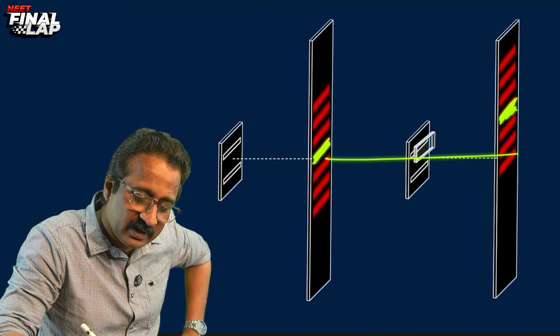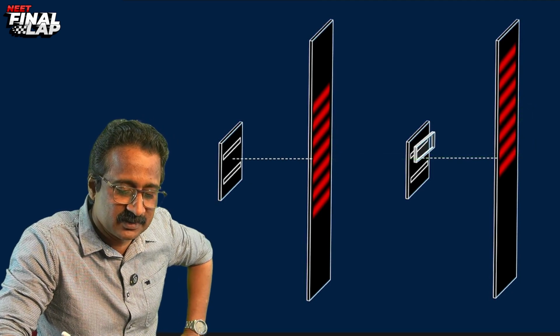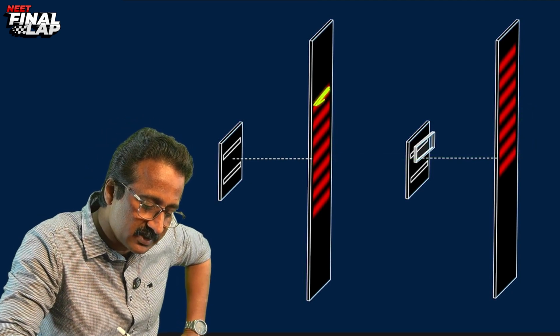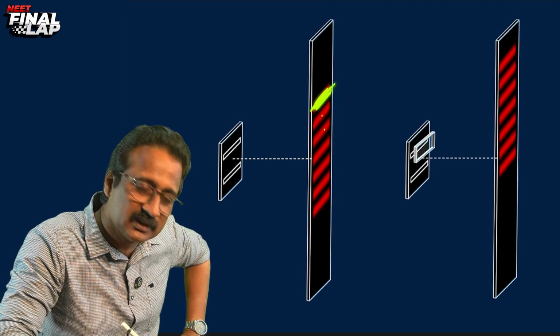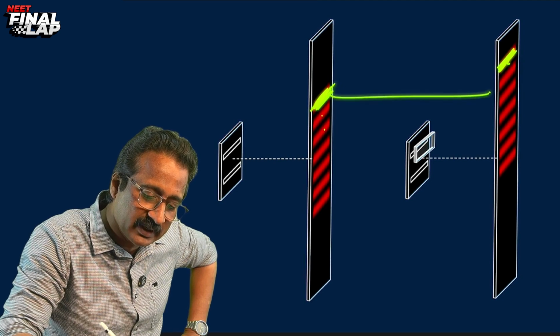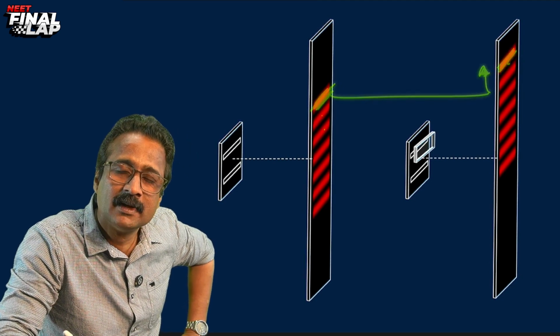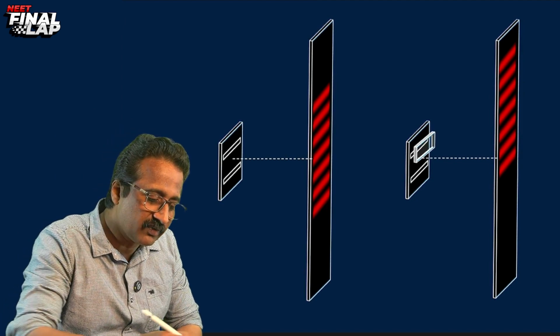Actually, there is a shift for the central band. Every band is shifted. If this is, let me count which band it is, 1, 2, 3, this is the third bright band. That third bright band has now reached here. Again, you can see a shift here. So the whole interference pattern is shifted. Then what is the value of that shift?